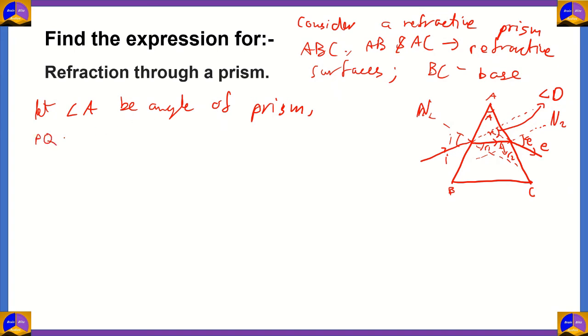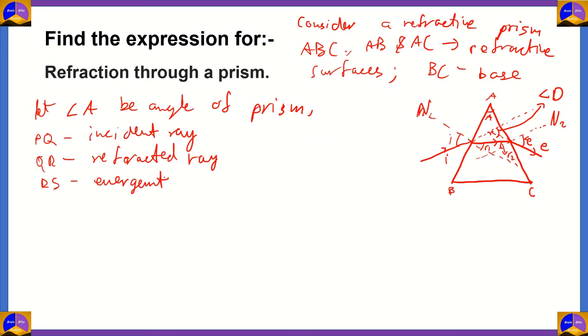and PQ is the incident ray, QR be the refracted ray, and RS be the emergent ray, and angle I be the angle of incidence, angle R1 and angle R2 be the angles of refraction, and angle E be the angle of emergence. So we take this as P, this point Q, this point is R, and the emergent ray point is S. So that settles the diagram. So in the diagram we have a quadrilateral.